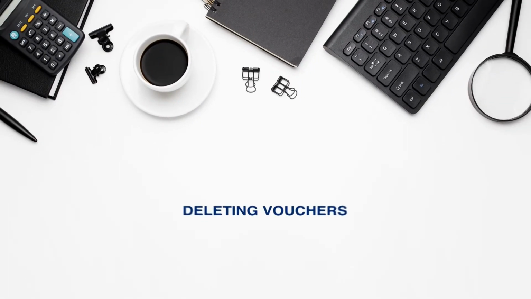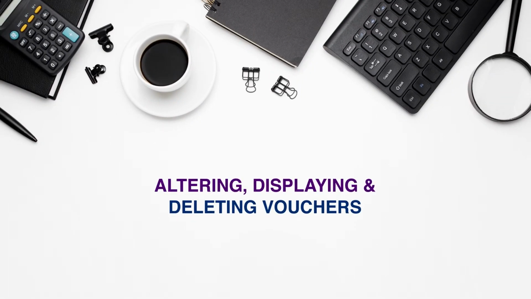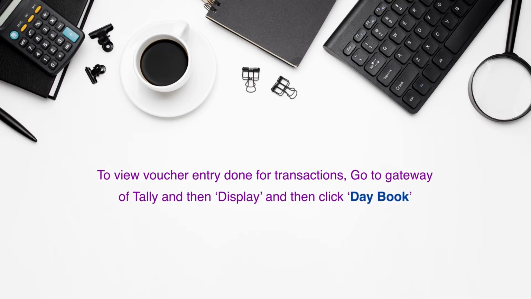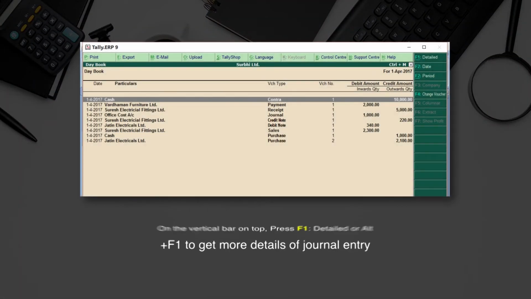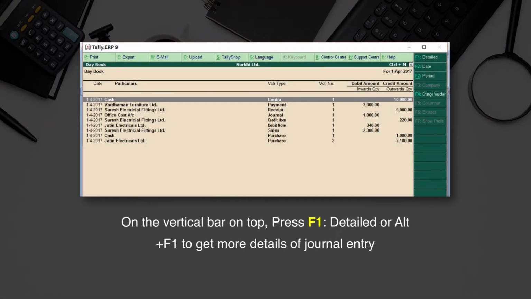Now, since we have created the vouchers, there may be a need for alteration or deletion also. You can also see the vouchers which you have created. To view the voucher entries which you have made, you have to go to Gateway of Tally, then press Display and then click on the Daybook. Daybook will give you the list of all the vouchers which you have created. On the screen, you can see that whatever vouchers we have created are shown under the Daybook.